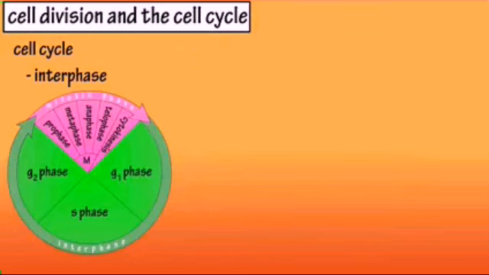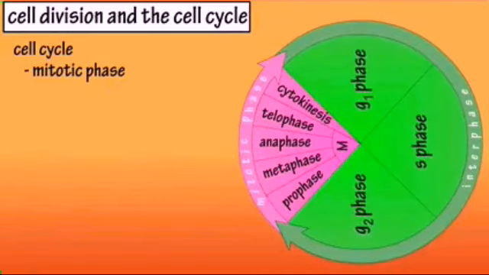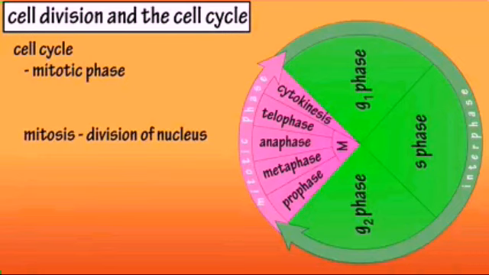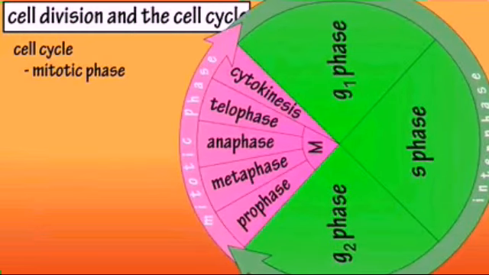Once the interphase is complete, the M phase, or mitotic phase, will begin. There are two major events that take place in this phase: mitosis, which is actually the division of the nucleus, and cytokinesis, which is the division of the cytoplasm. These events overlap one another. The M phase has four phases: prophase, metaphase, anaphase, and telophase.